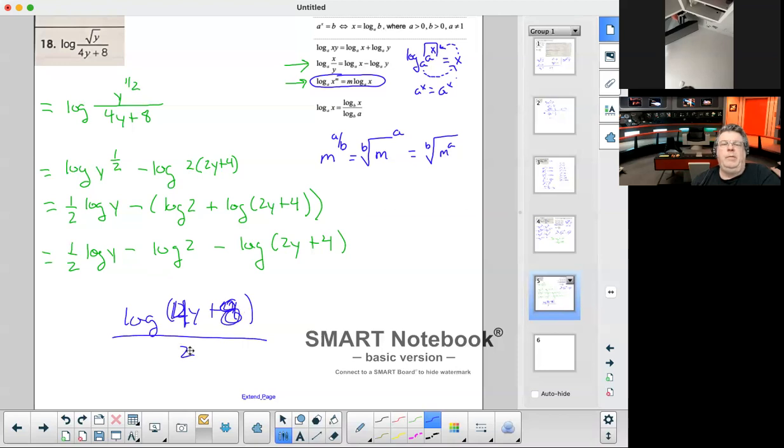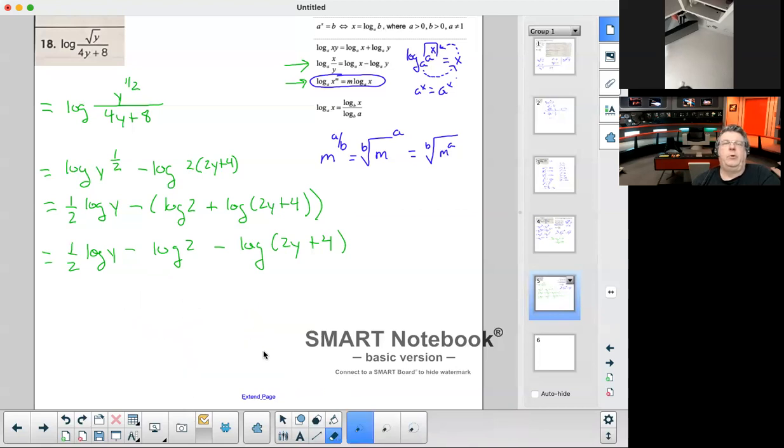Well, this 2 cannot divide the 4y plus 8 because you would have to take the log of it first before dividing it, and then divide. Yeah, that's an illegal move. Okay. So my answer was wrong. Correct. It's wrong. Okay.